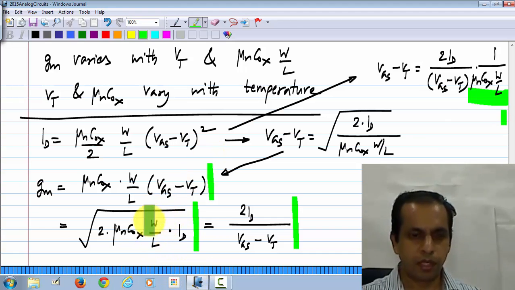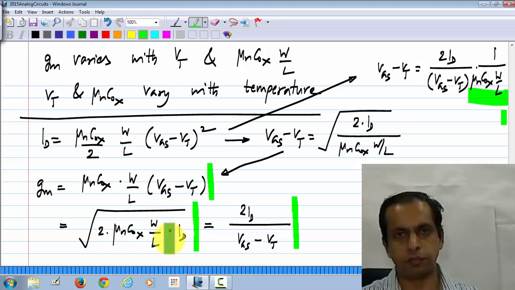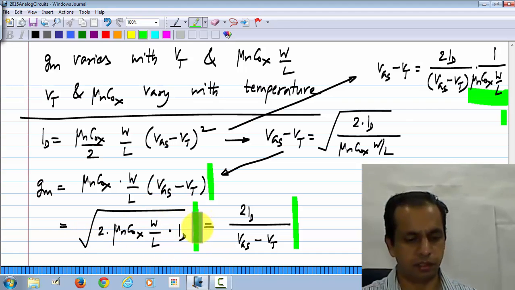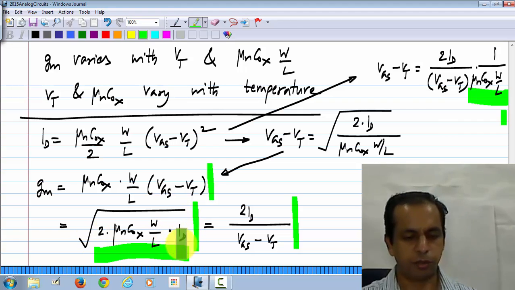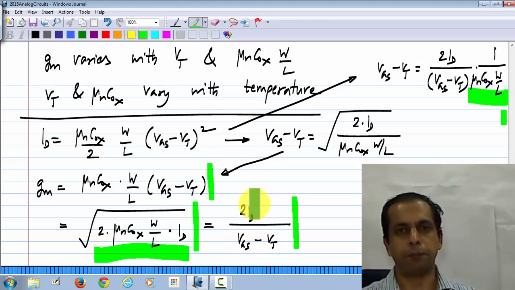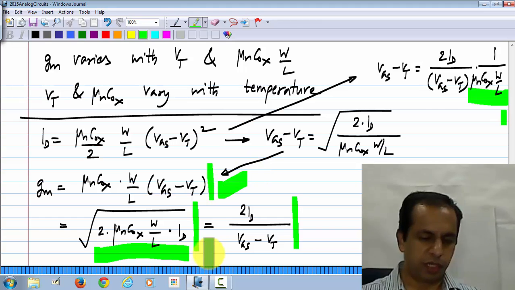Now, if for a fixed value of ID we want to calculate the value of GM, we can use this one, because ID is the only operating point term in this, right? There are no other operating point terms here. And this one is sometimes useful for making some calculations, we will see that later, but it has both ID and VGS. Now let's mainly look at this one and that one.